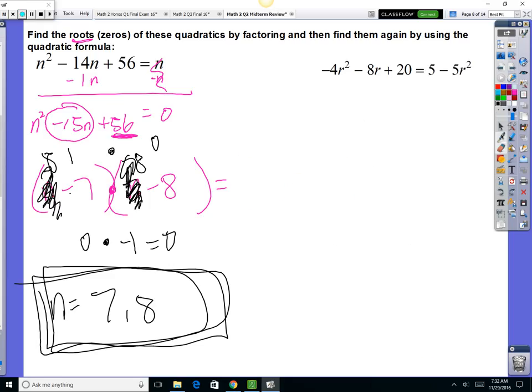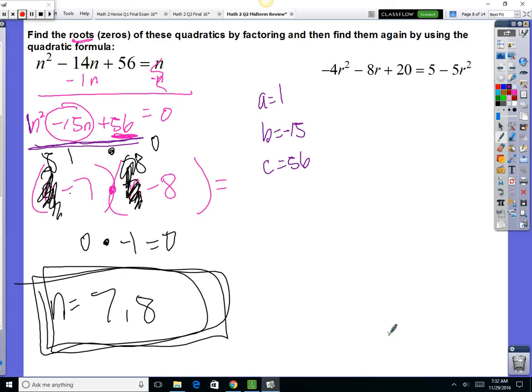Okay, now you've got to get the exact same answer doing the quadratic formula. So over here on this side, I'm going to do the quadratic formula. We've got to find A, B, C. A, we're going to use this right here. A is 1, B is a negative 15, C is 56.